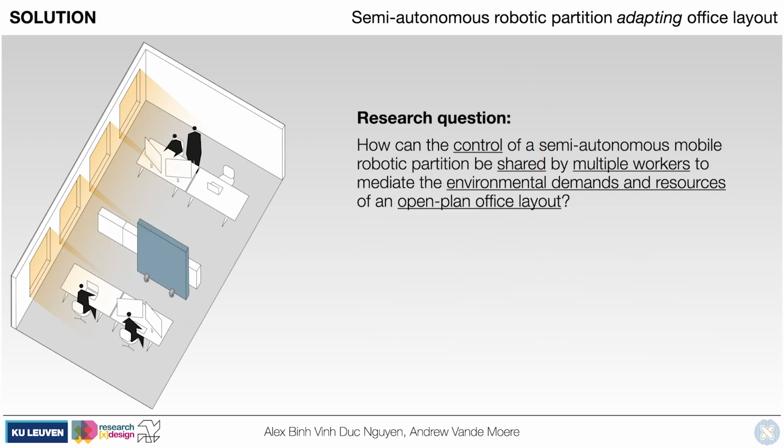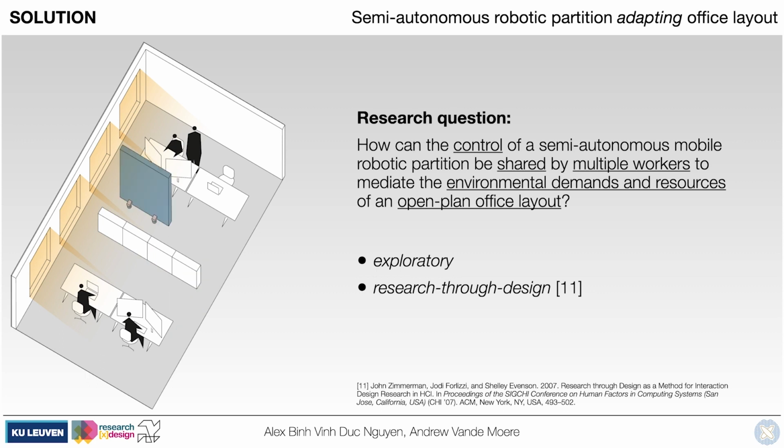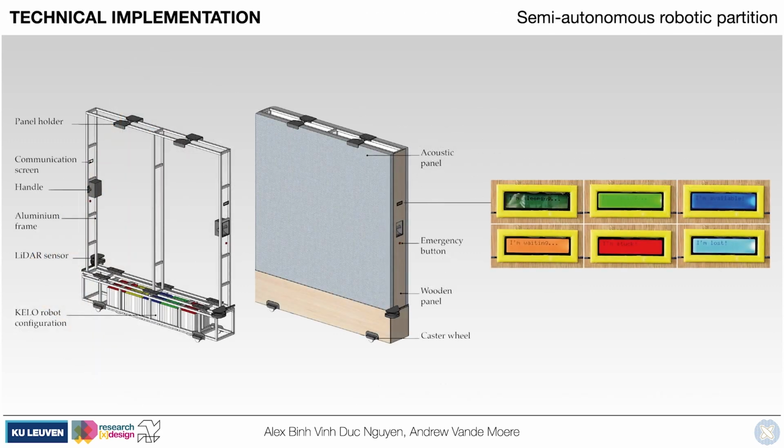Our research question is therefore, how can the control of a semi-autonomous mobile robotic partition be shared by multiple workers to mediate the environmental demands and resources of an open-plan office layout? Because of the innovative nature of the research question, we employ the exploratory research through design approach. The robotic furniture in our study is a semi-autonomous robotic partition, which can autonomously localize and navigate between given locations in a known environment.